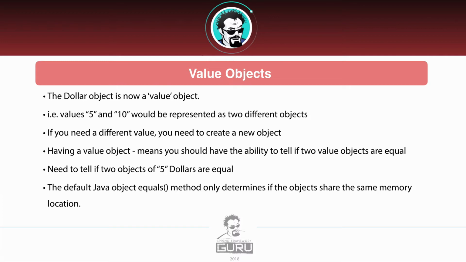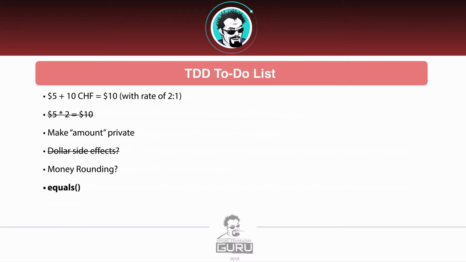Now, because it is an air quotes value object, we need to be able to tell if two objects are equal. So if we have two dollar objects that have been initialized with 5, they should be equal. The default Java equals is just going to say, are these two objects the same object sharing the same memory location? So we can't use that, and we need to override it. On our to-do list, I've added a new task, and you can see that it's bold. We are going to implement the equals method so that we can tell that these two objects are in fact equal. So I'm going to jump over to IntelliJ and we'll take a look at that now.